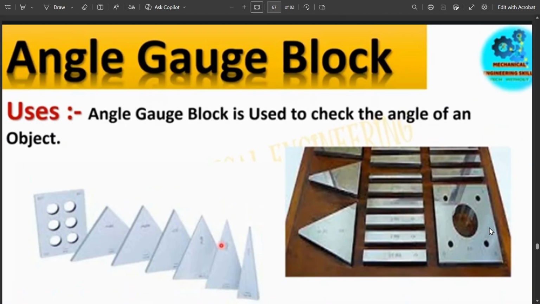Then another gauge block is the angle gauge block. What is the use of an angle gauge block? An angle gauge block is used to check the angle of an object.